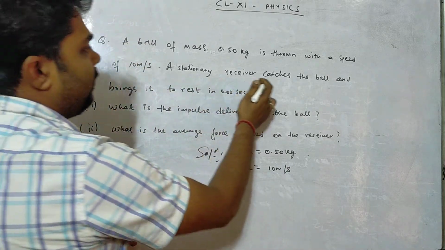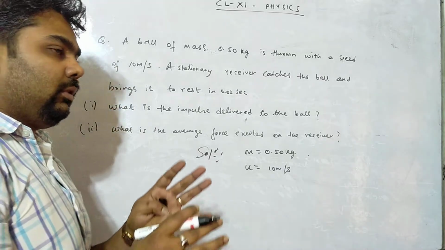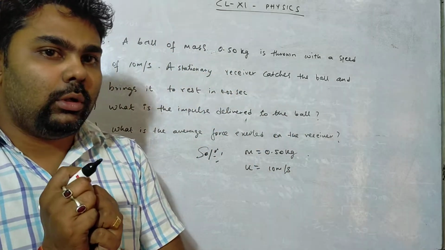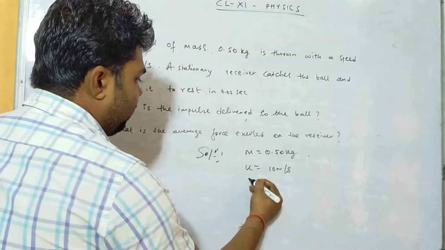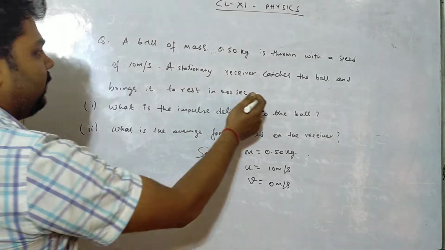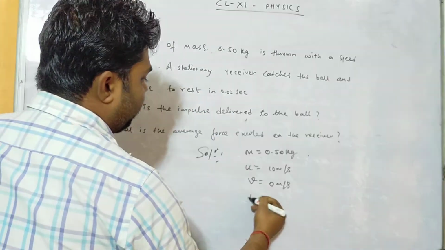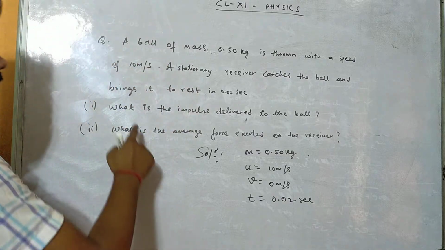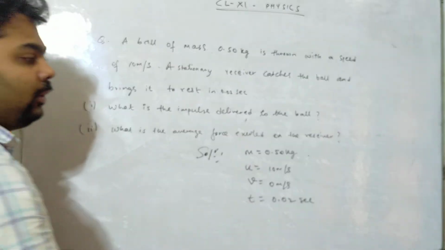A stationary receiver catches the ball. That means when the receiver takes the ball, it comes to rest. That means the final velocity becomes 0 meter per second, and it is brought to rest in 0.02 second. That means time is also given here, 0.02 second. What we have to find is the impulse delivered to the ball.